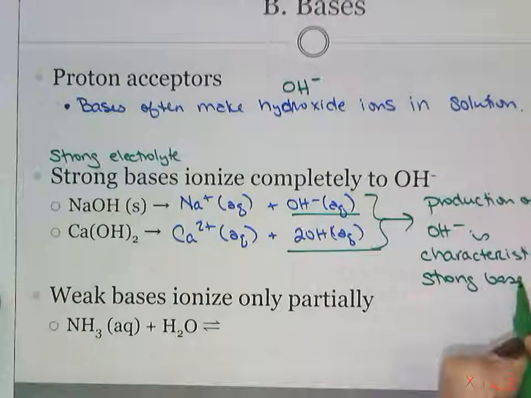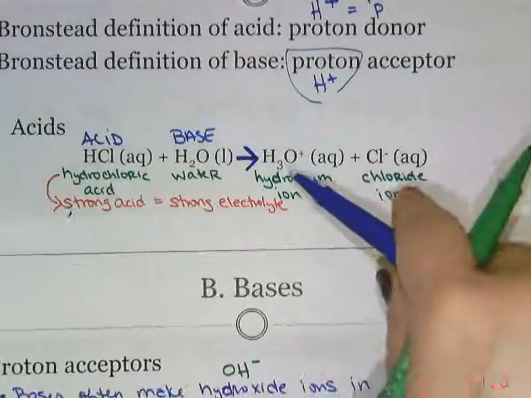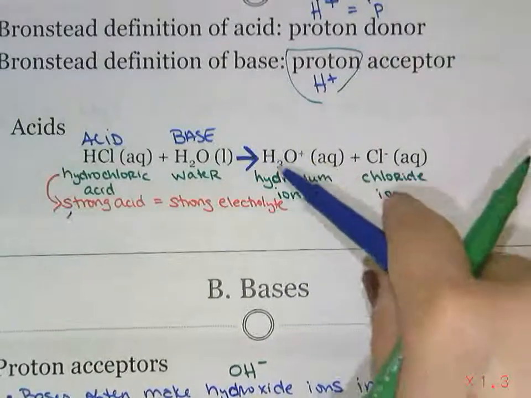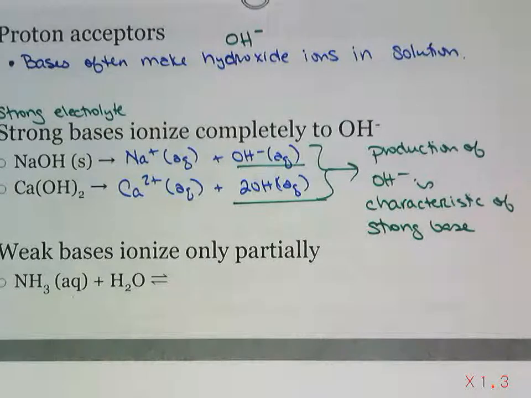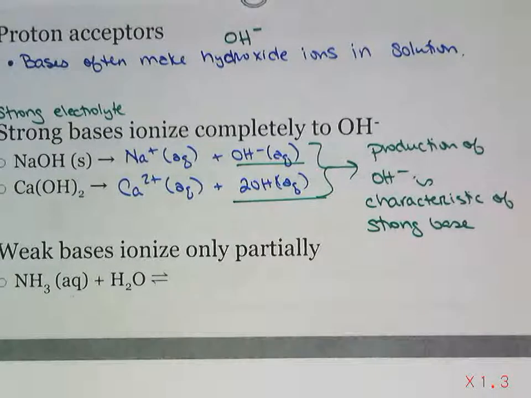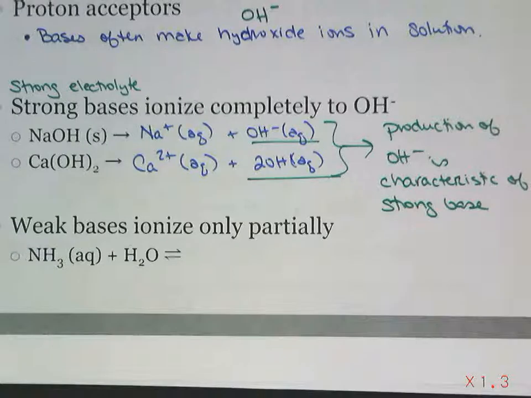So this production of these hydroxide ions is characteristic of strong bases in solution. So when I looked at the acids on the previous page, I made hydroniums in water. That means I have an acid. These guys making hydroxides means that it's a base. Especially a strong base, makes lots of those. There are some other trickier bases, right? These are all strong in that they completely dissociate, which means I also have weak bases, which are weak electrolytes.